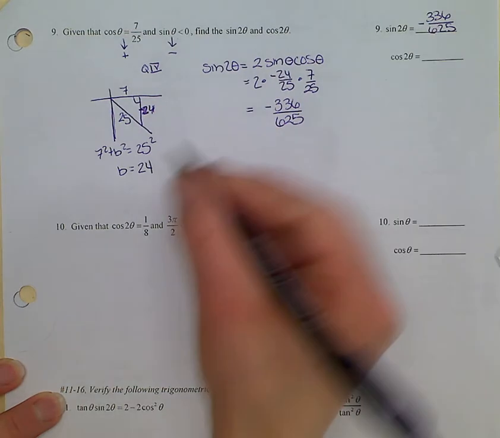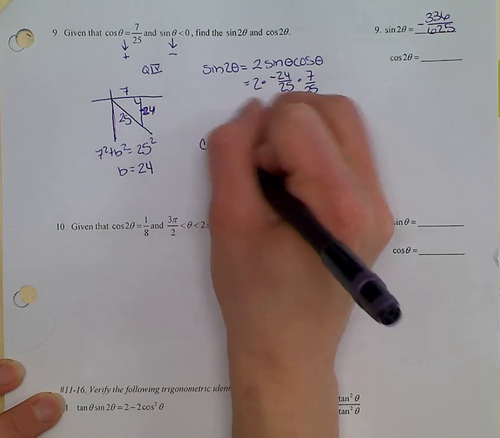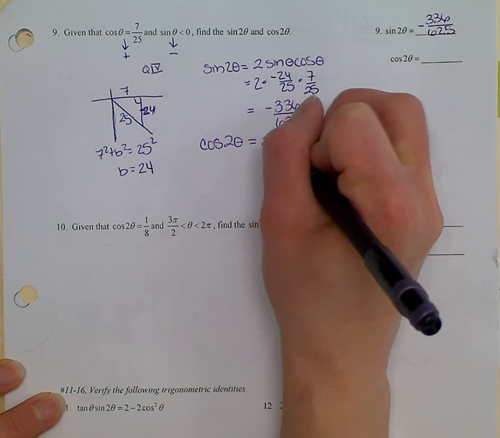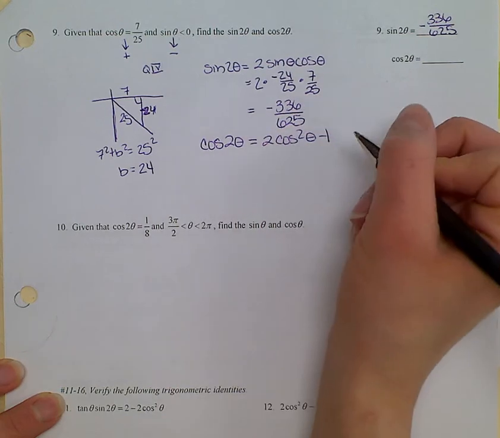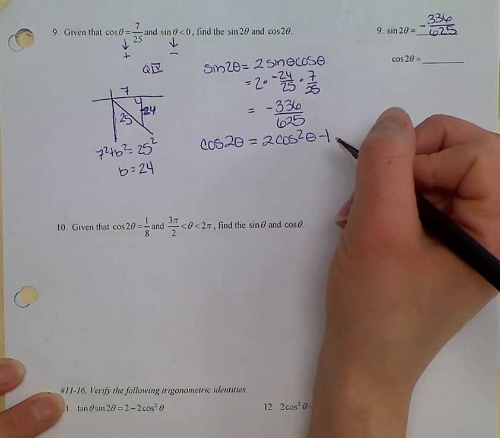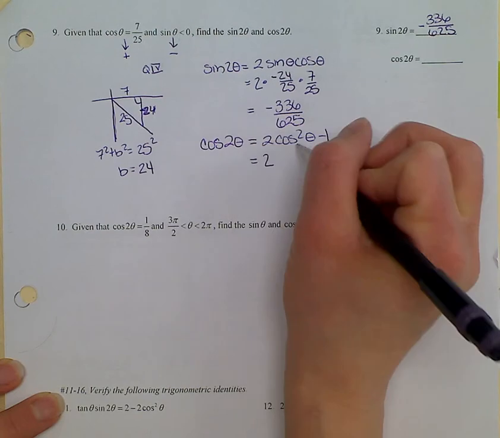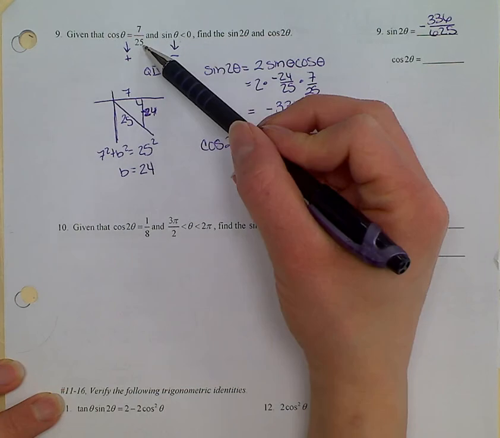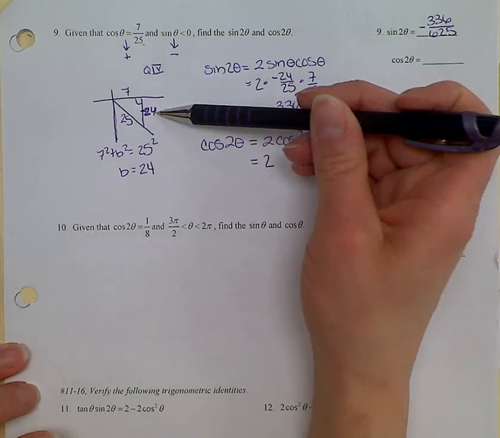The cosine of 2 theta, you could choose any of the 3 identities that you want to use to solve. I'm going to use 2 times the cosine squared of theta minus 1. You could use cosine squared minus sine squared. You could use 1 minus 2 times the sine squared. I'm just using the one that only uses the cosine because I was given the cosine. And what happens if I accidentally solved for this opposite side incorrectly?